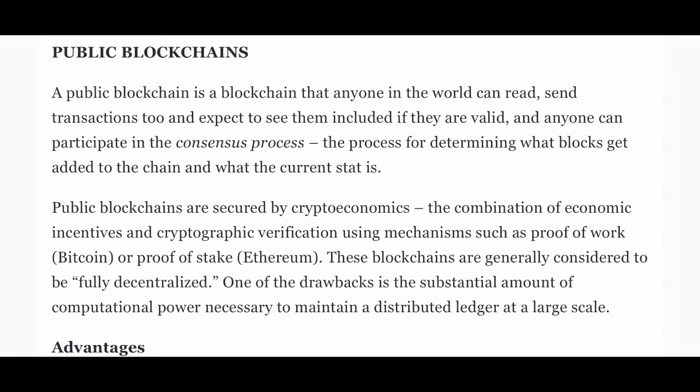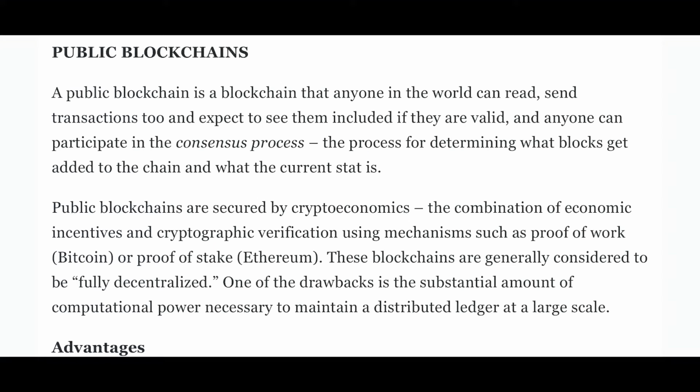Public blockchain. A public blockchain is a blockchain that anyone in the world can read, send transactions to, and expect to see them included if they are valid. And anyone can participate in the consensus process, the process for determining what blocks get added to the chain and what the current state is. Public blockchains are secured by crypto economies. The combination of economic incentives and cryptographic verifications use mechanisms such as proof of work in Bitcoin or proof of stake in Ethereum. These blockchains are generally considered to be fully decentralized.